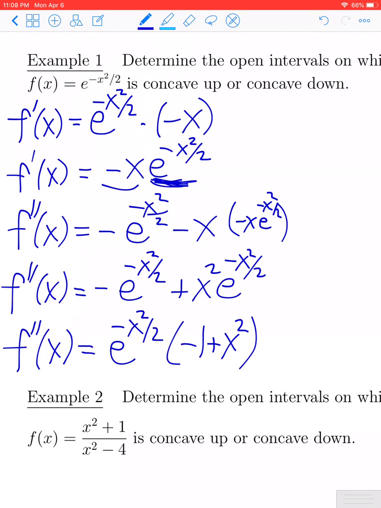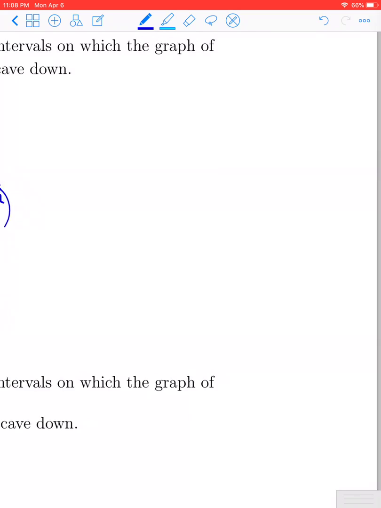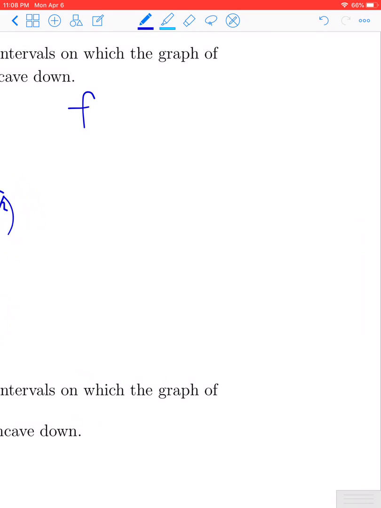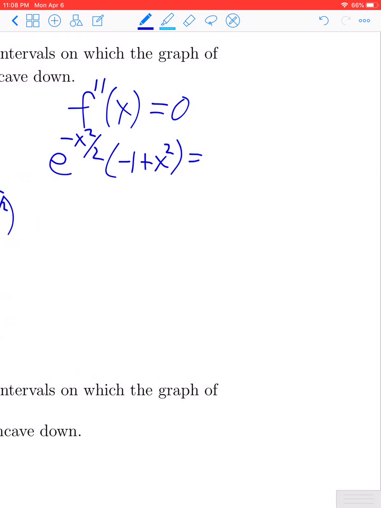We now want to examine where the derivative is positive and negative, so we're going to do a sign chart for f double prime. And in order to do so, we first would want to find any places where f double prime of x would be equal to 0. That is, where is e to the negative x squared divided by 2 times negative 1 plus x squared equal to 0? This is already factored, so we can go ahead and set each factor equal to 0 independently.